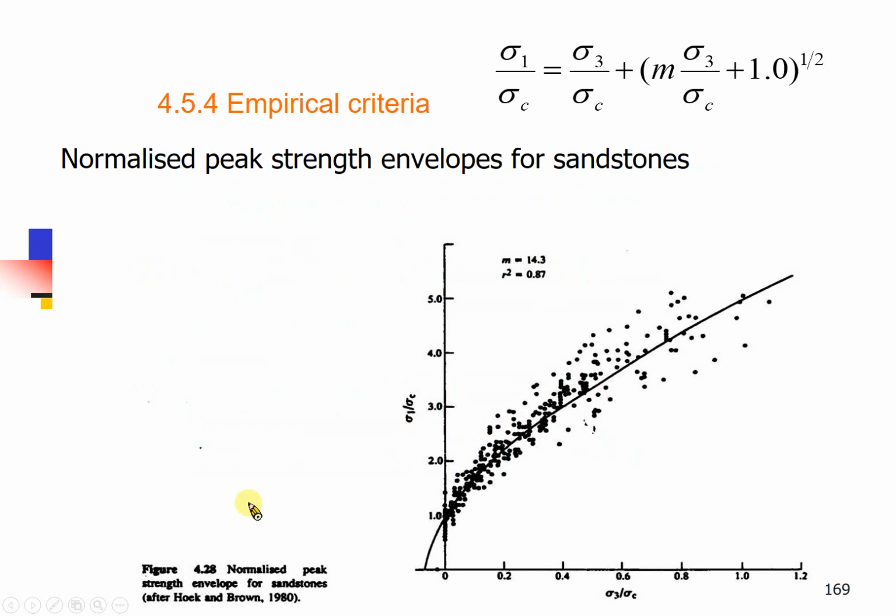This will be the famous testing data documented by Hoek and Brown. Every single point here is a testing result. So how many testing results do you have here? I think roughly more than 100. So what is this? All of these data points are uniaxial compression tests.